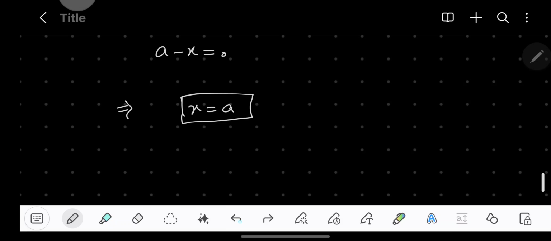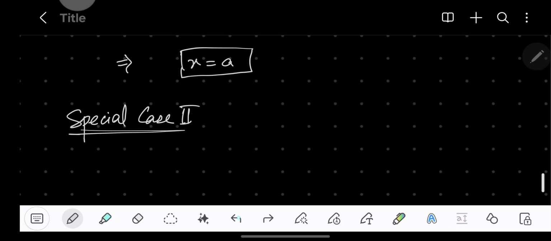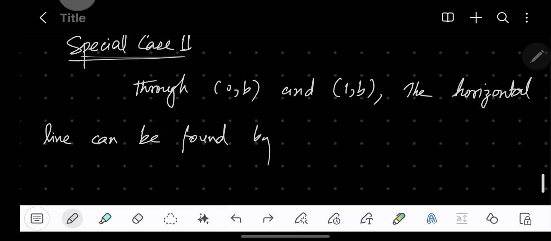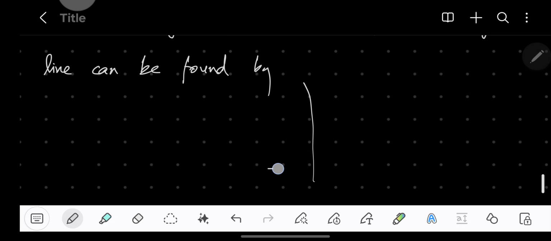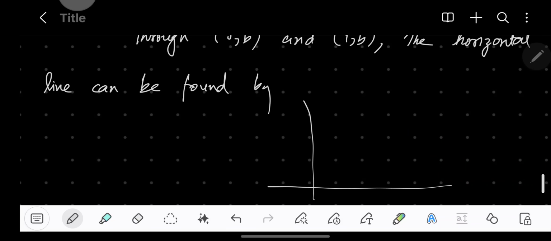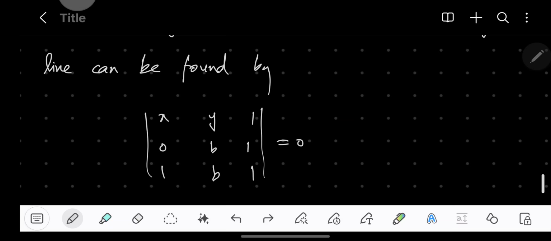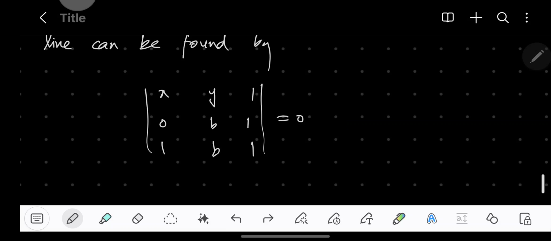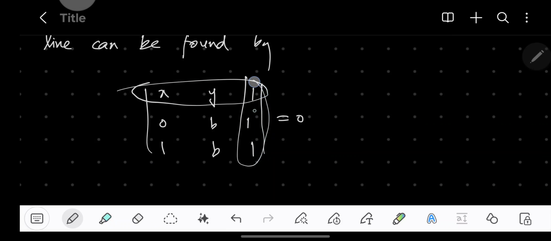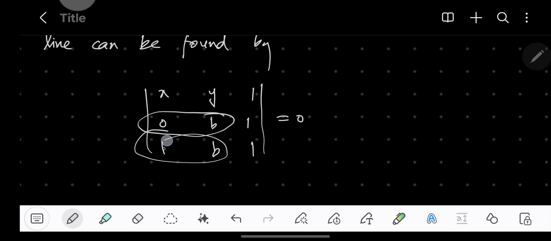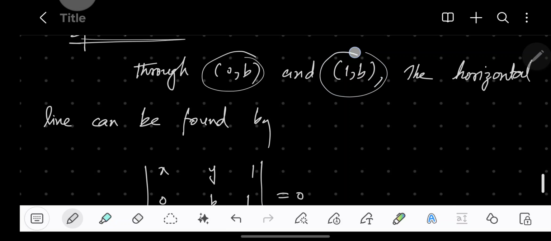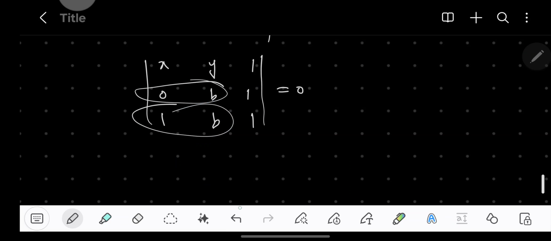So there is another special case, case 2. This is the special case for the horizontal line. If you have 2 points which are lying horizontally, for example, this is the point 0b, and 1b, this is the point. You can check these points are horizontal. If this is the case, then we can still use the determinant method to find the equation of the horizontal line. This is coming from the formula, and this is the first point and this is the second point. The first point was 0b and the second point was 1b. So I have put 0b and 1b.